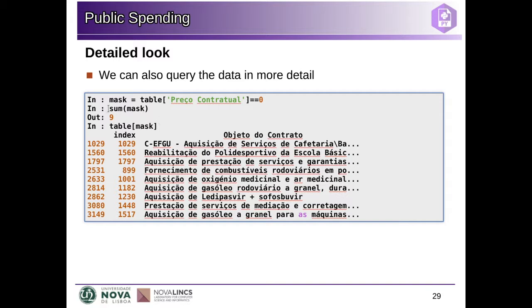So we can see immediately that there are 9 cases where the price is 0, and we can also ask from the table which cases in our table have a price of 0.